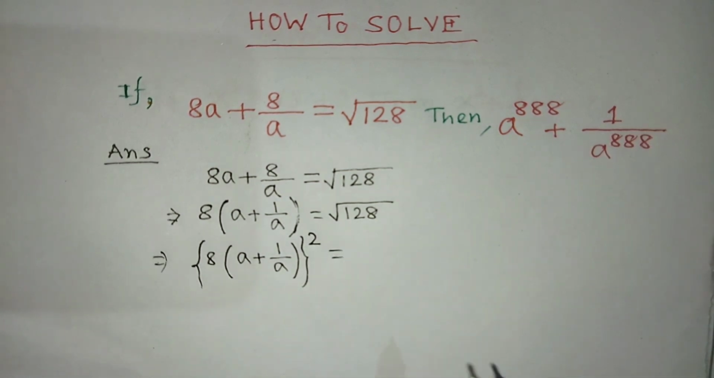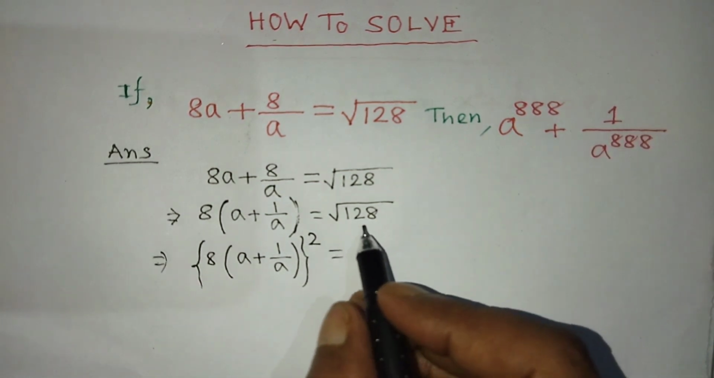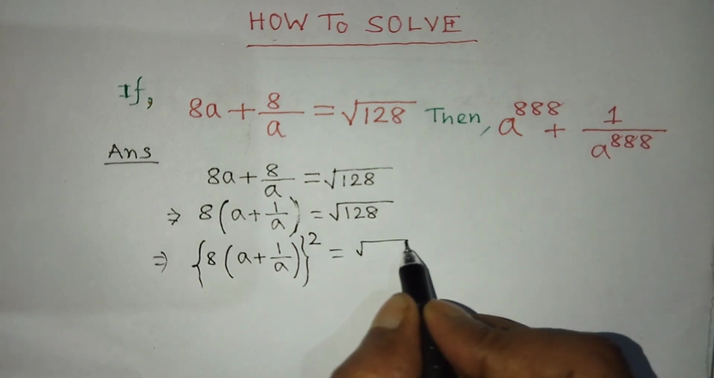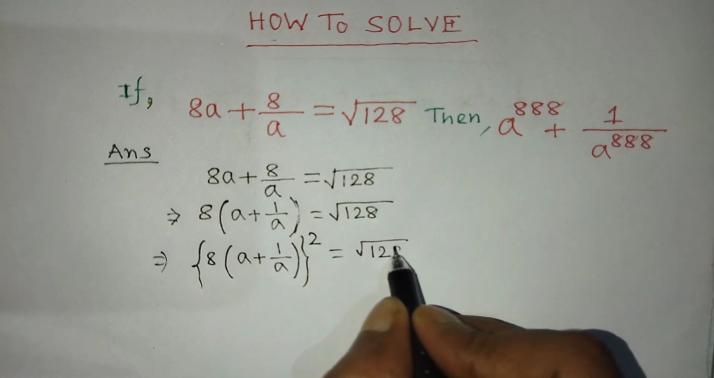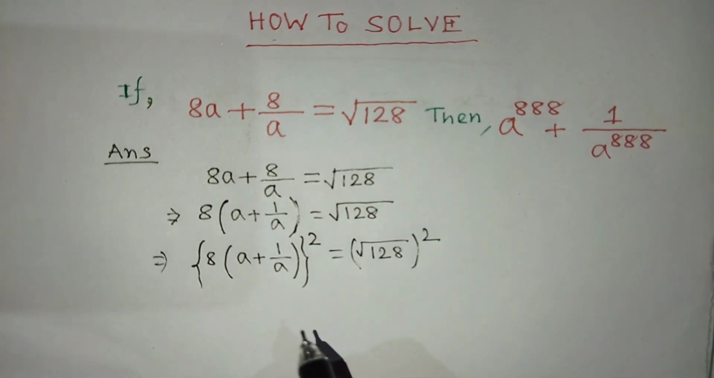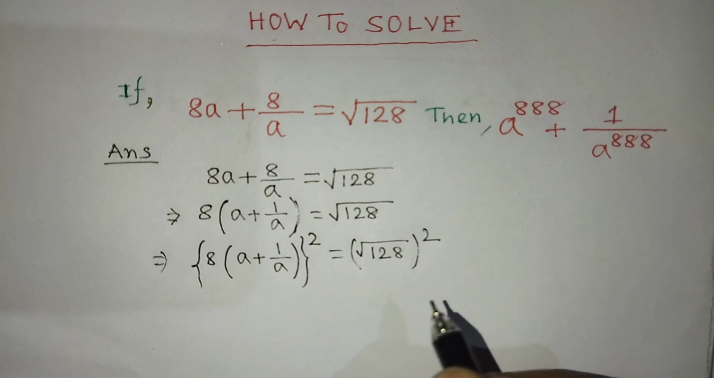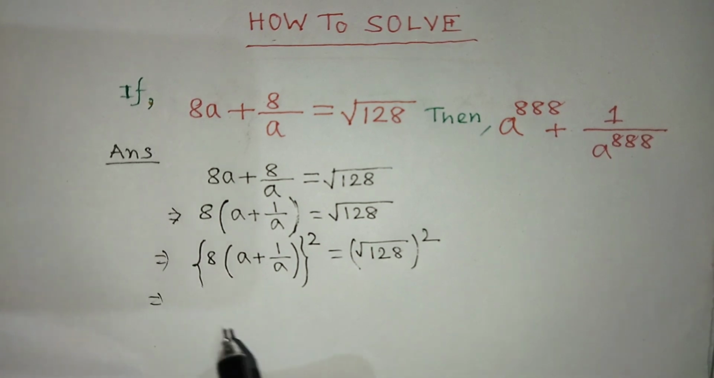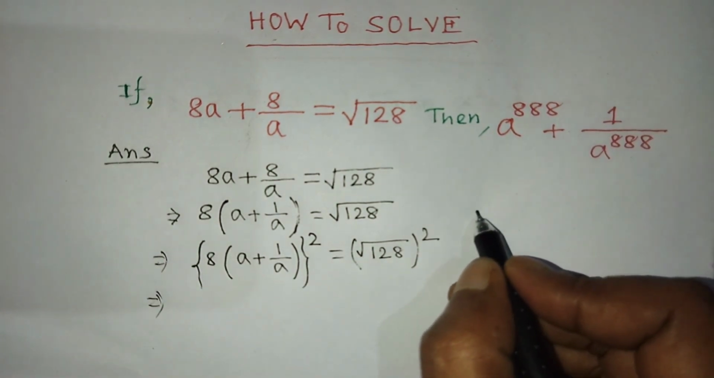So you have to take square on both sides, and on the right hand side you have to take the square of root over 128, whole to the power 2. So if you take square on both sides, then we get this type of term.